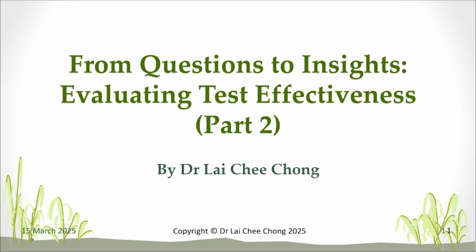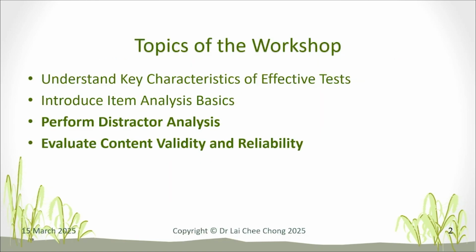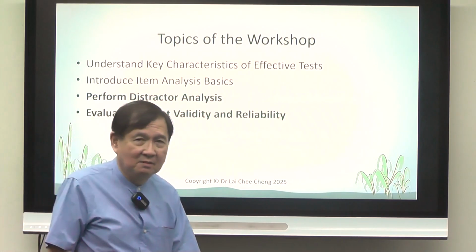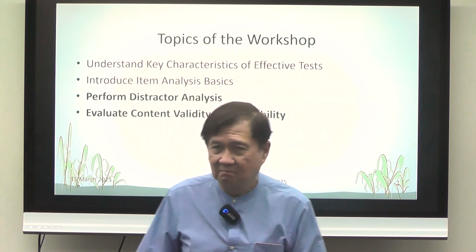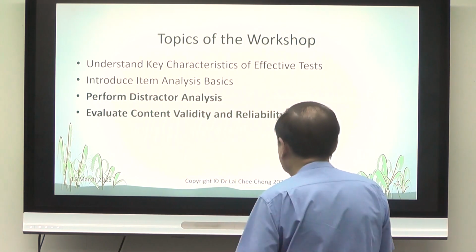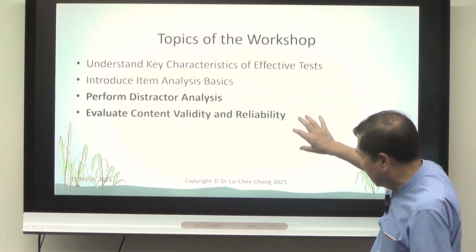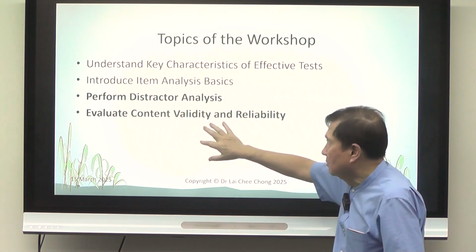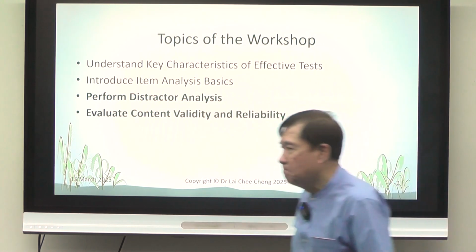So far, you have learned 2 indices. Now, there's one more, okay? We have seen how to evaluate the level of difficulty. You have learned how to evaluate the power of discrimination. Am I right? Now we come to the third one: how to evaluate distractors. Distractor analysis. Now, this is about MCQ, yes. And of course, later on, after lunch, we'll come back to this. This will be the last part, okay? Talk about content validity and reliability.